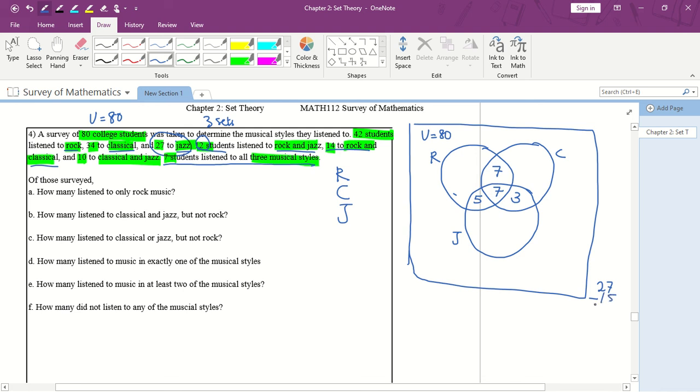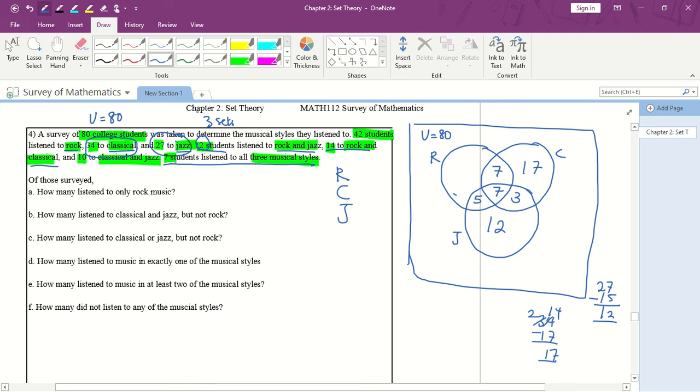So 15 here, so what we know is 12. 7 minus 5 is 2, 2 minus 1 is 1. So here is 12. And the next one, 34 to classical. So the whole thing here, classical is 34. So for 34, you need to minus 7 plus 7 plus 3, which is 17. The answer here is 17.